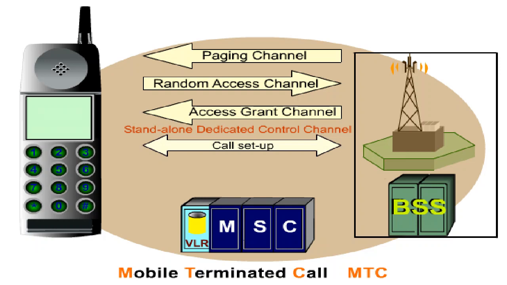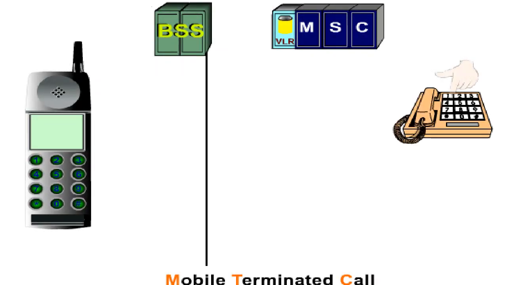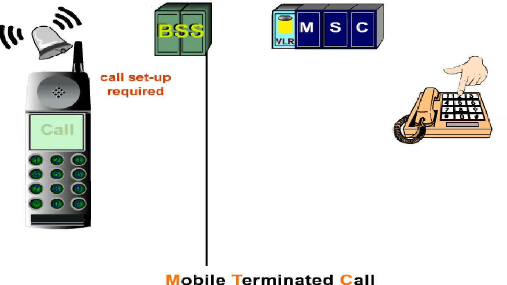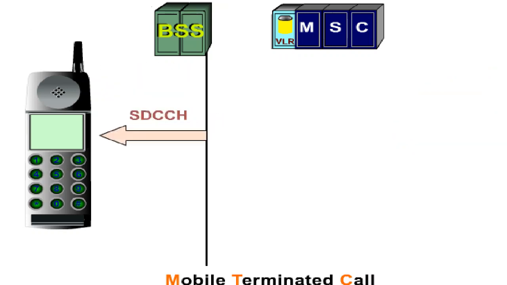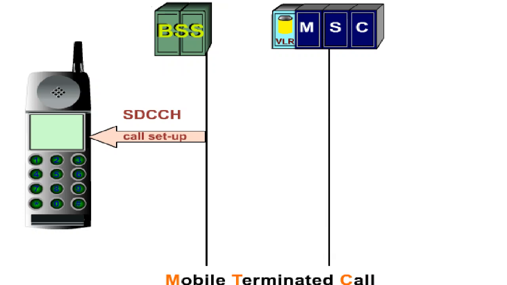For this purpose, a voice link is established between the mobile station and the BSS by allocating a traffic channel on the air interface. Let's have a more detailed look at the various steps of call setup. First, the mobile station is informed that an incoming call requires a call setup. This setup message is sent to the mobile station via the SDCCH. The mobile station confirms the setup inquiry in the uplink via the same channel.